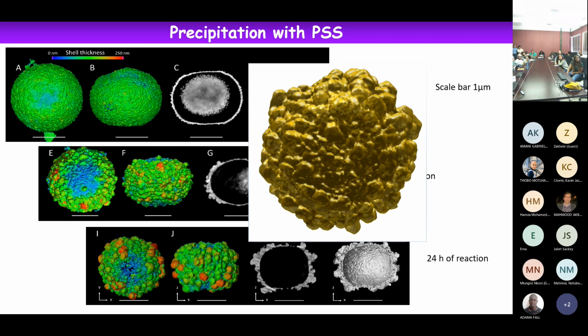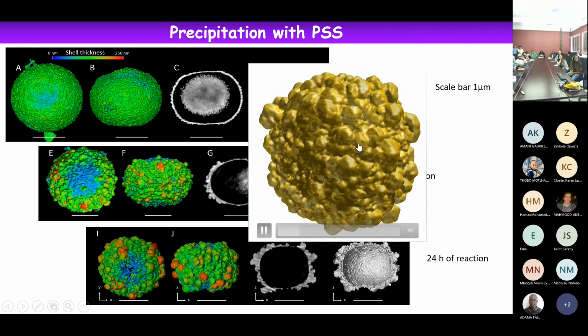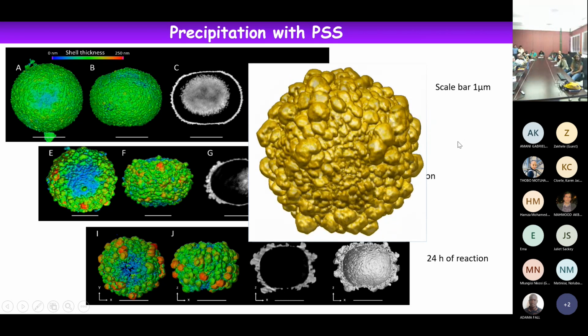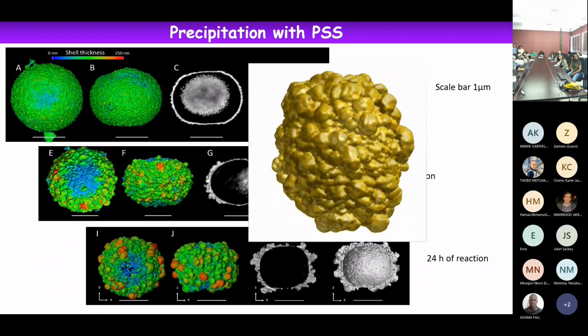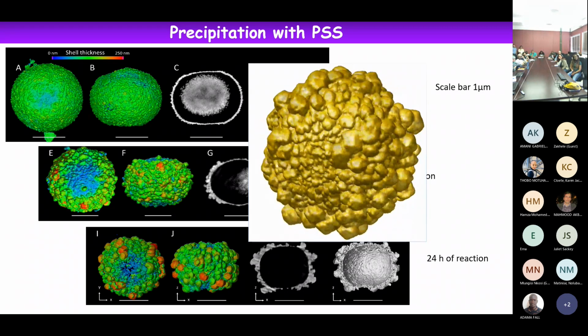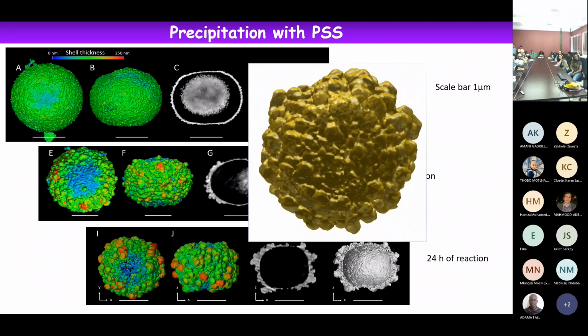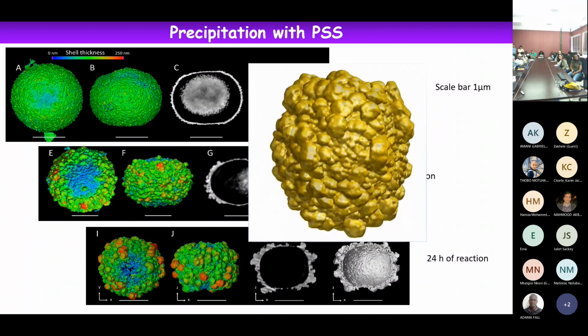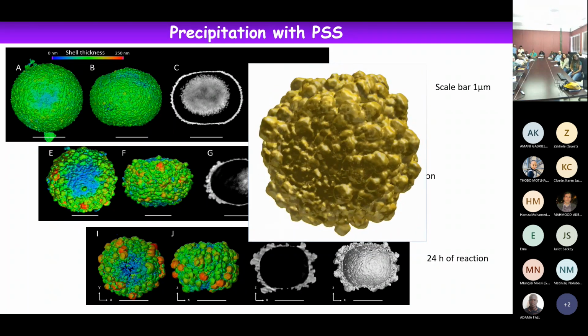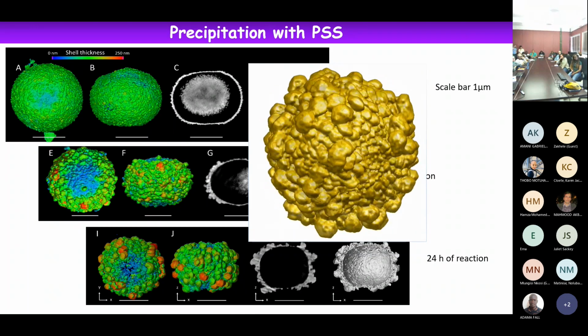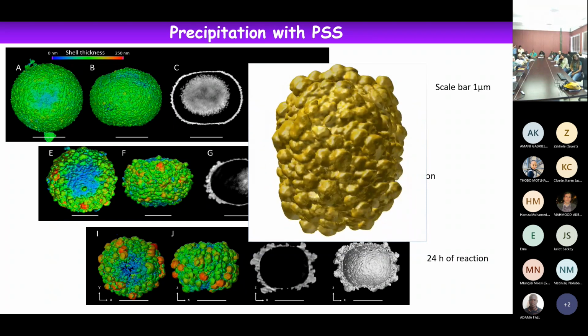So maybe you can just start the movie. Yeah, so you see, this is what you can find out with the 3D coherent imaging. You can observe inside the particles and you can observe in 3D how the particles are doing. So it's a very beautiful way of analyzing a data set like this.